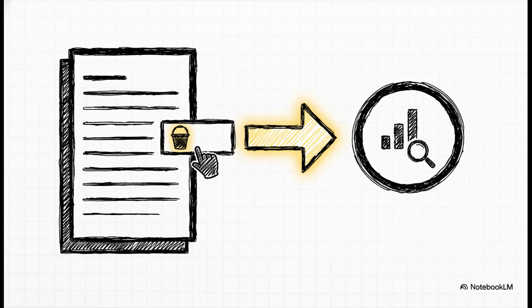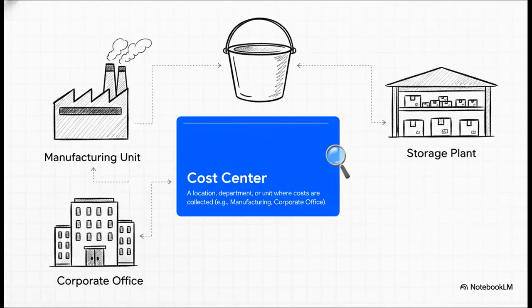This one simple act is the handshake that sends a copy of that financial data over to the world of controlling. So, what on earth is a cost center? It's really just a bucket, a way to collect costs that belong to a specific area of your business. It could be a physical place, like the manufacturing unit. It could be a department, like the corporate office. Or it could be a function, like the storage plant. It's simply how you define the where for your spend.